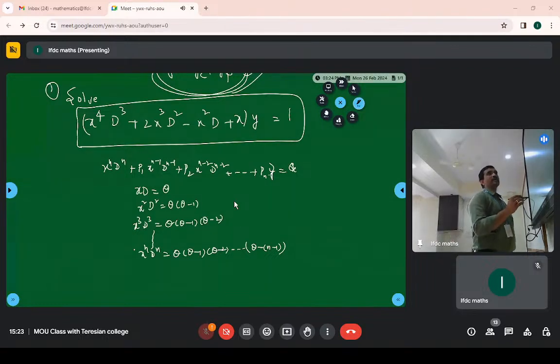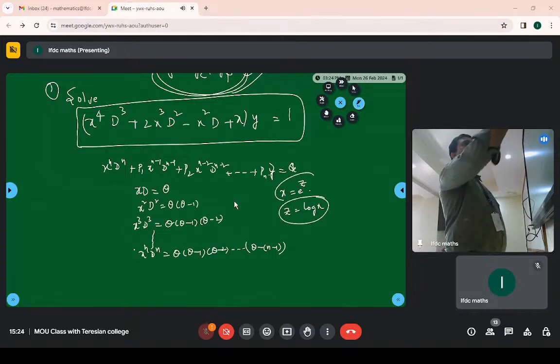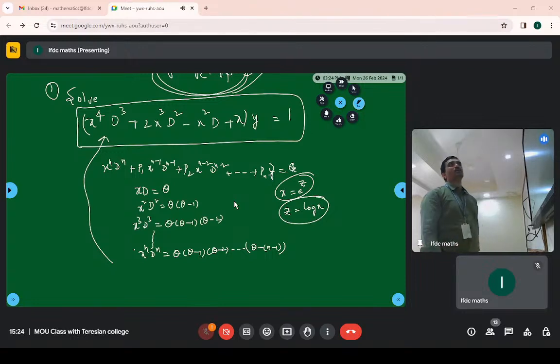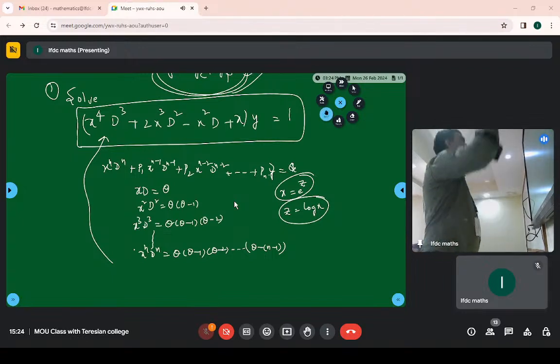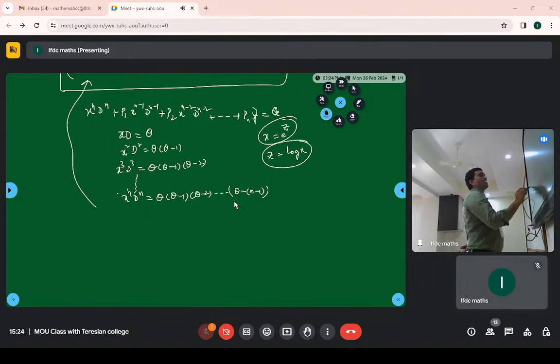One more standardization is x equal to e power z, and z is equal to log x. This is a very important concept to be remembered, especially for this kind of Cauchy-Euler equation. It must look like x cube d cube, x square d square, x d. But here x power 4 is there with d cube, so what are we supposed to take common? We must take x common.